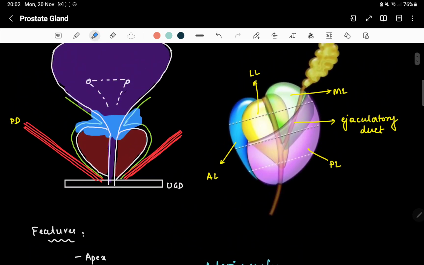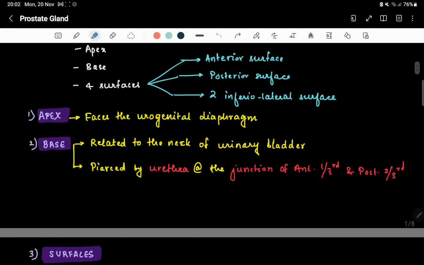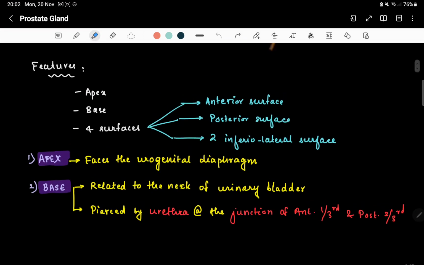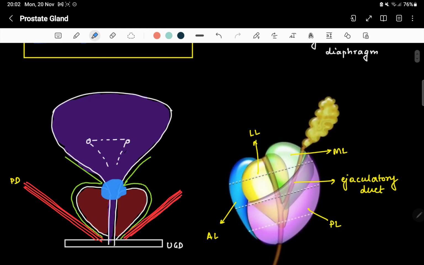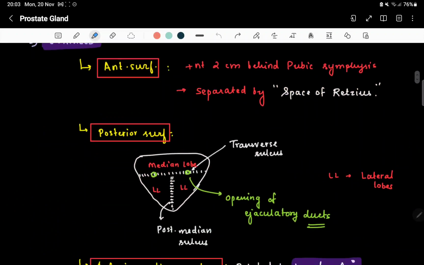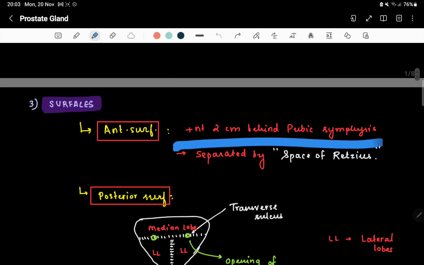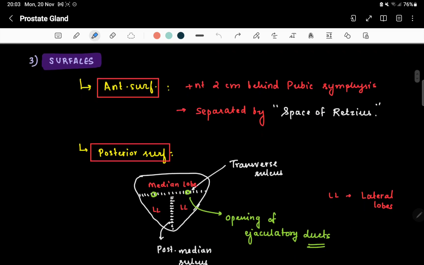It is pierced by the urethra at the junction of the anterior 2/3 and posterior 1/3. It will be 3D in this manner. Talking about surfaces, the anterior surface is present 2 cm behind the pubic symphysis and is separated by the space of Retzius. We talked about the space of Retzius also in the previous one.